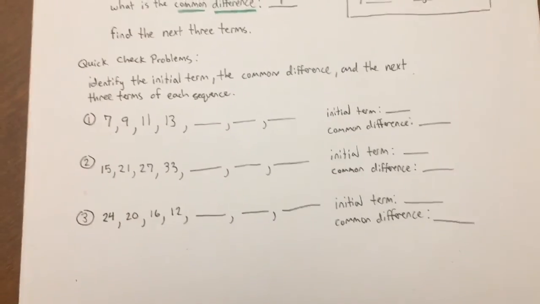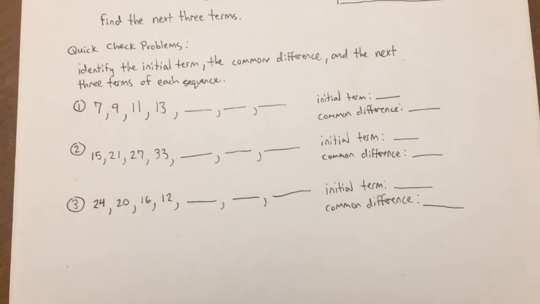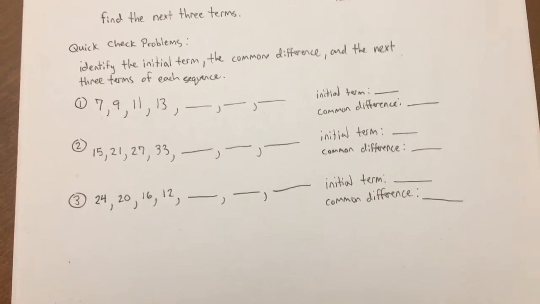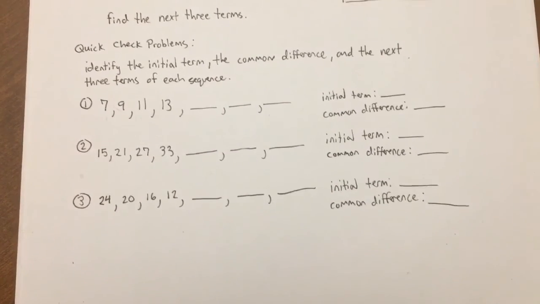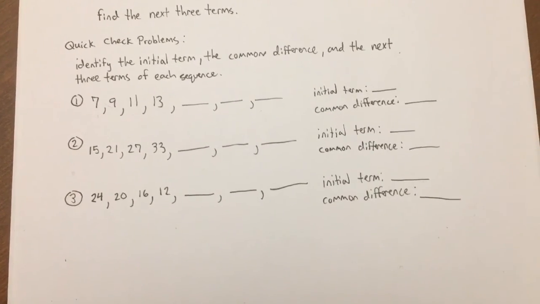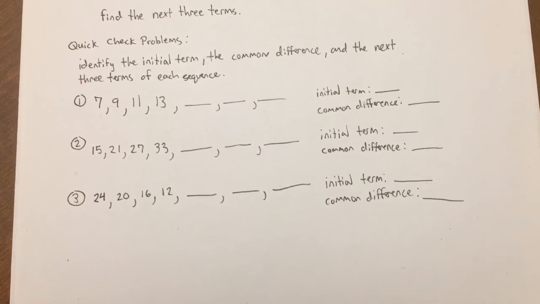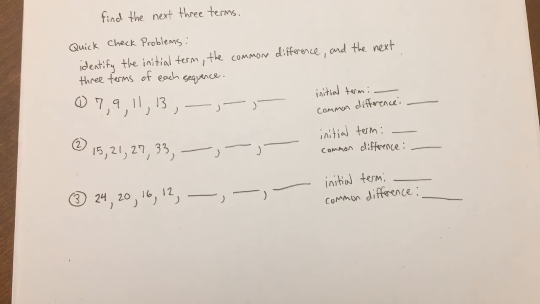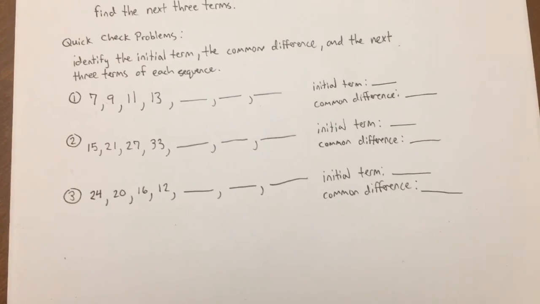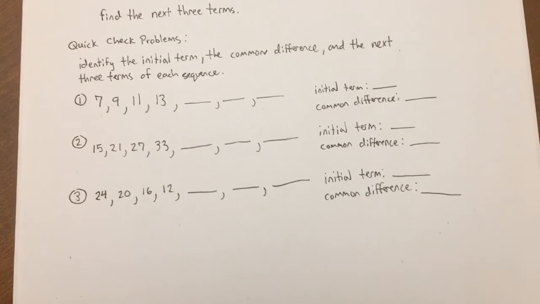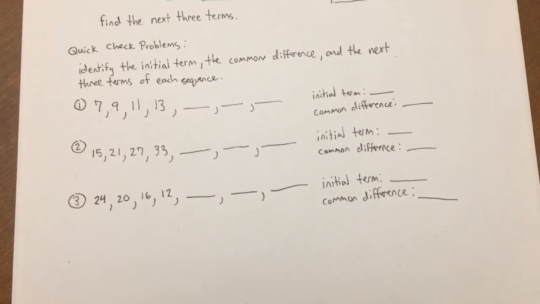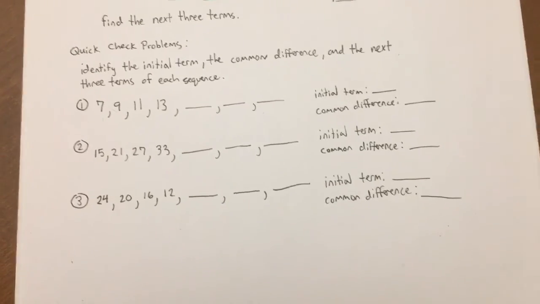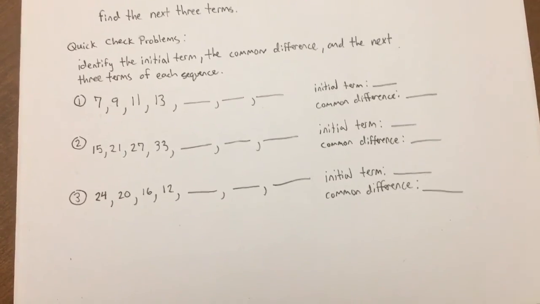Let's try some quick check problems out. I would encourage you to pause the video right here and try these problems out on your own. For the directions, we're going to identify the initial term, the common difference, and the next 3 terms of each sequence. So take a moment to pause the video right here and try these problems out on your own. And then when you're done, you can play the video and see how your work compares with my answers.